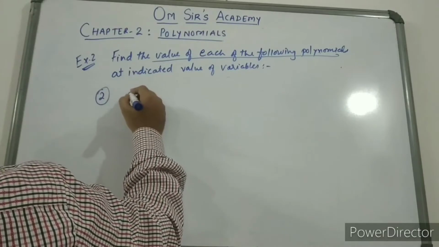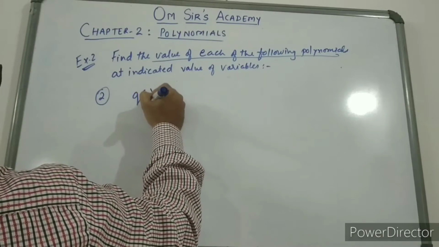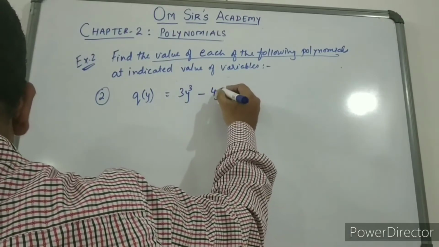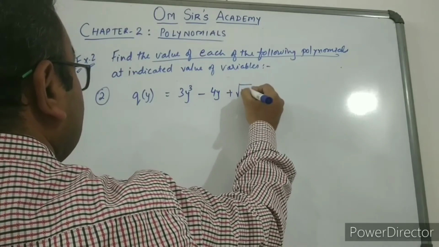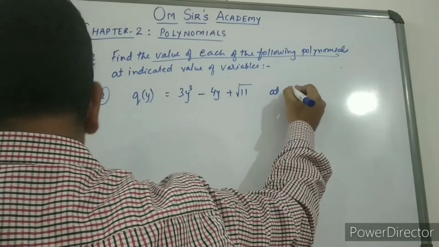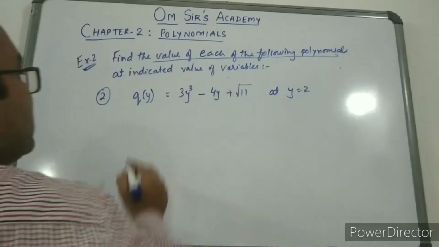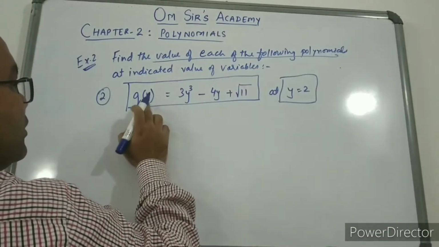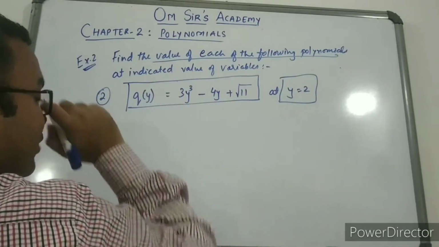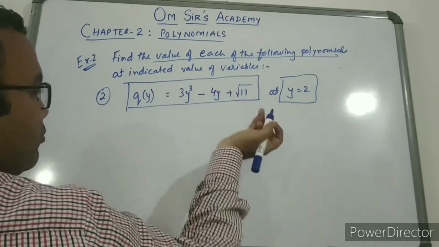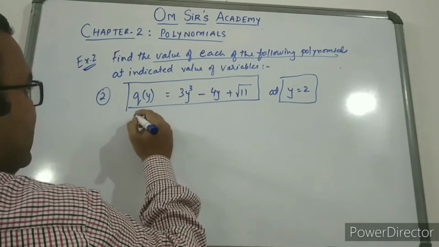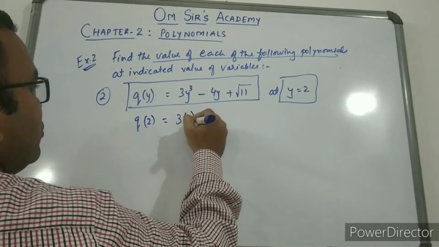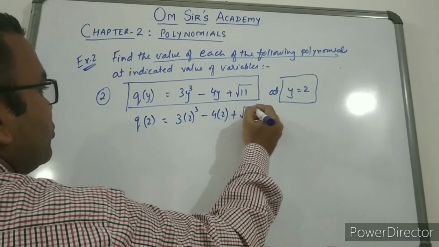Sum number 2. Here the polynomial q of y equals 3y cube minus 4y plus root 11 at y equals 2. So friends, this is my polynomial, and what is the variable here? The variable is y. In the previous case the variable was x. So the variable can change. Now see, here I substitute the value 2 instead of y. What do I get? 3 into 2 cube minus 4 into 2 plus root 11.